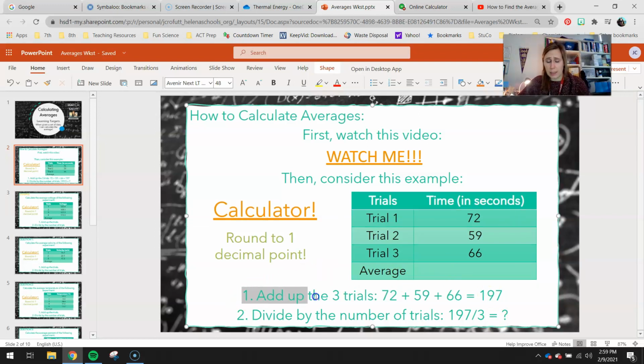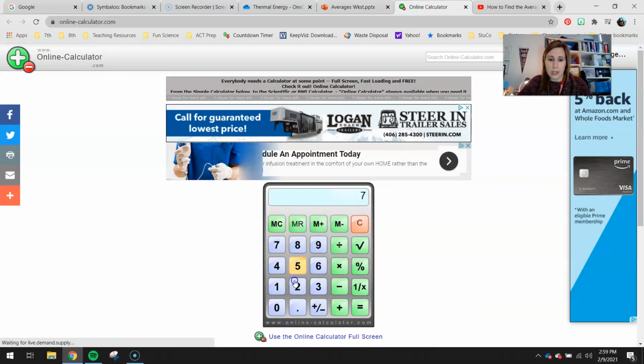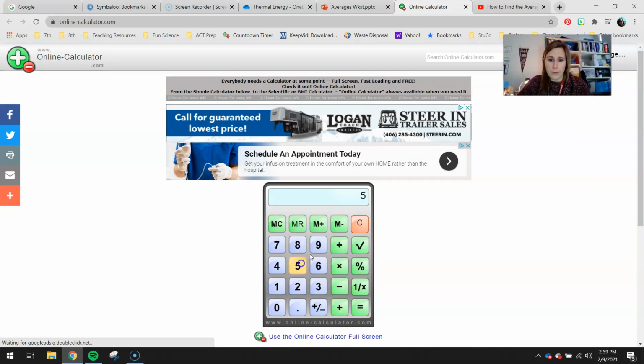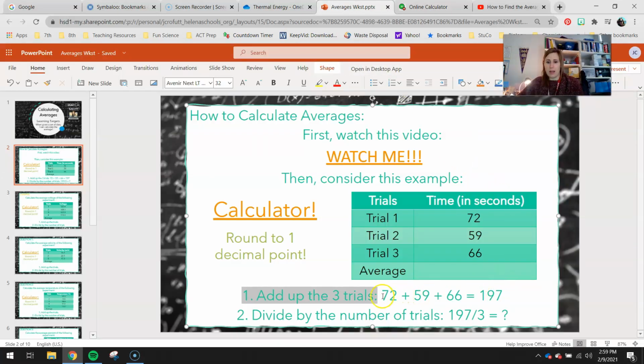Your first step when calculating an average is to add up all the sets of data, all the trials, whatever the case, all the numbers. So in this case, we're going to take 72 plus 59 plus 66. 72 plus 59 plus 66 equals 197. You guys will see that right here. One of the biggest mistakes I see kids do is they say, all right, your average is 197. But do you guys think that that number accurately represents these 3 times? It's huge compared to the other ones. So no, it really doesn't.